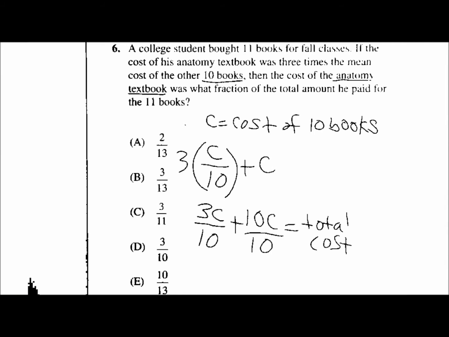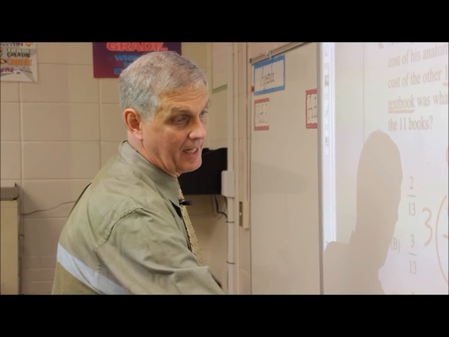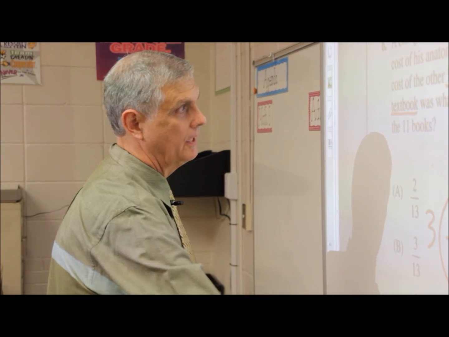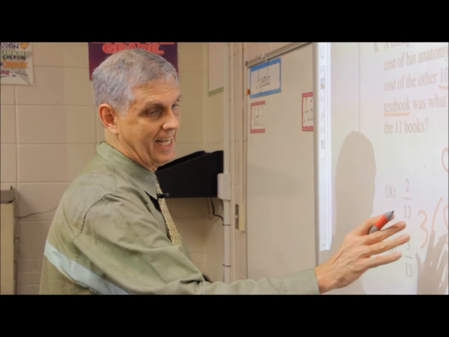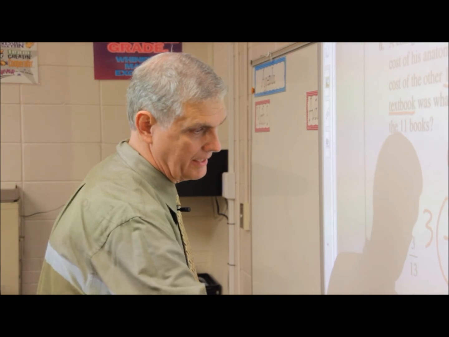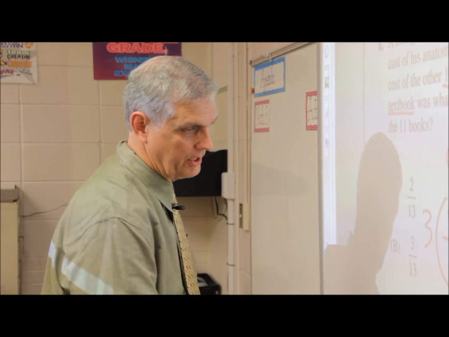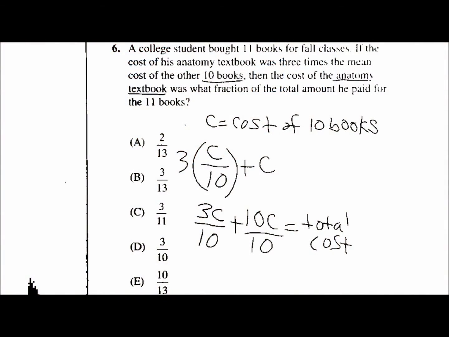So we need to make a denominator out of this, the total cost, and we want to use this up here, which is the cost of the anatomy book, as the numerator. So let's go ahead and just combine these things here, and we get 3C and 10C's, 13C over 10. That's the total cost.